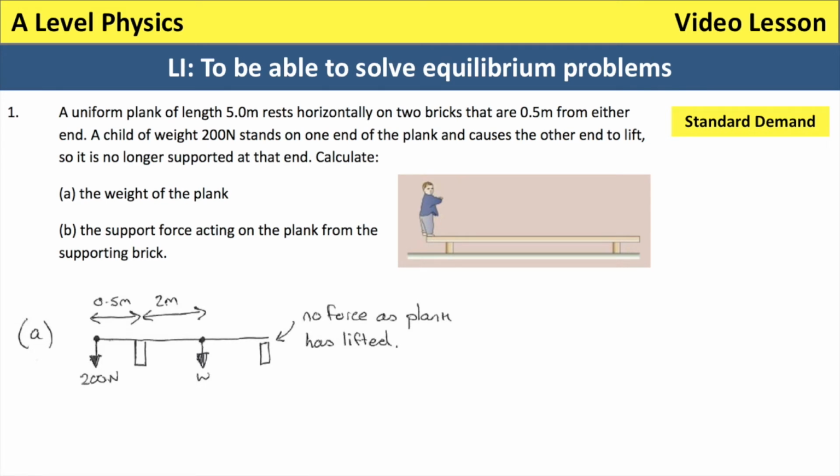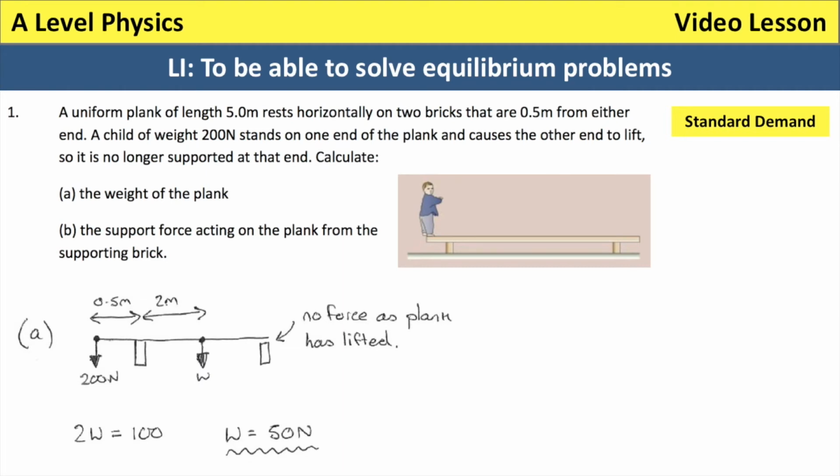We know the weight of the child is 200 newtons and he's 0.5 metres away from the pivot point, and then the weight is acting from the centre, meaning that that is 2 metres away. It's now just a simple moments problem, so 200 multiplied by 0.5 is going to be equal to 2 times W. Simplifying that, we can do 100 divided by 2, which gives us the answer of 50 newtons.